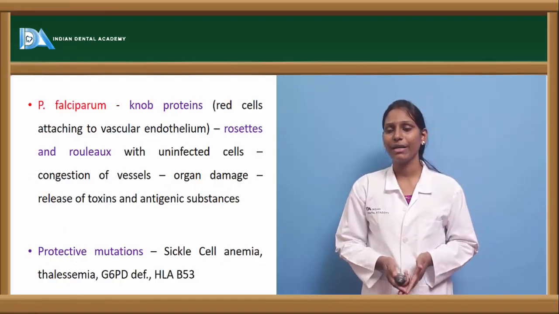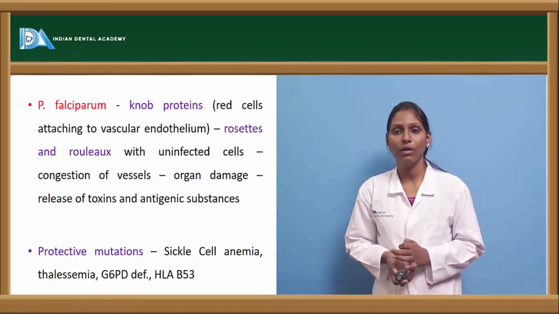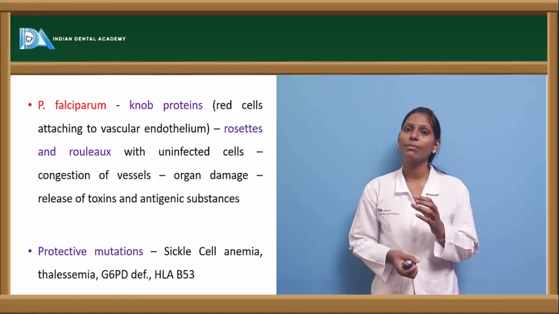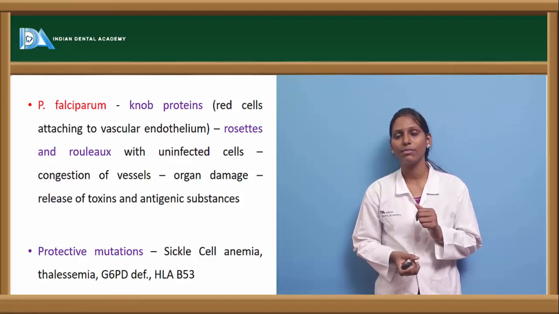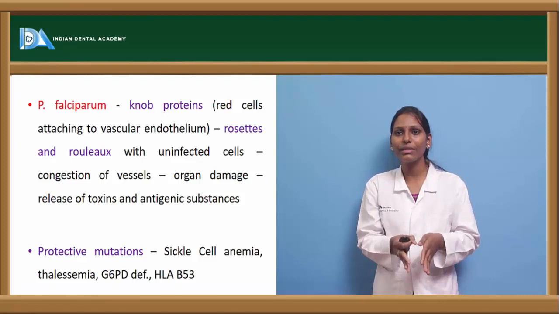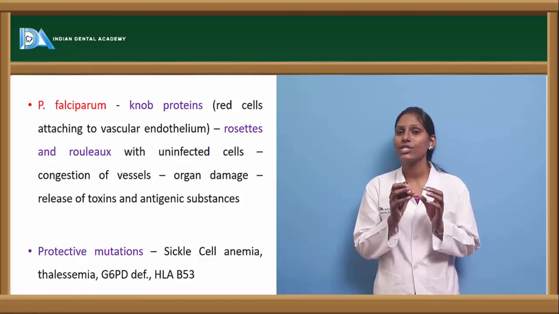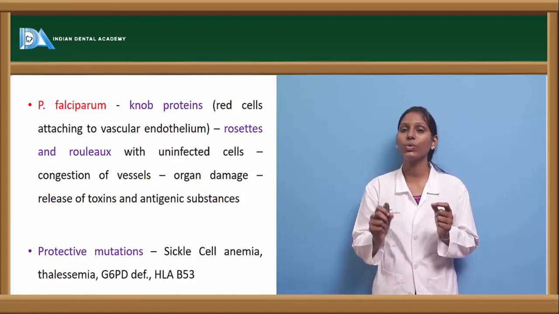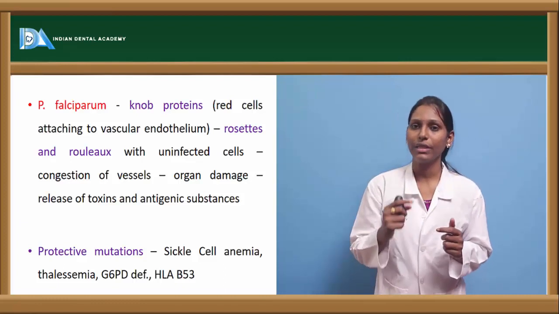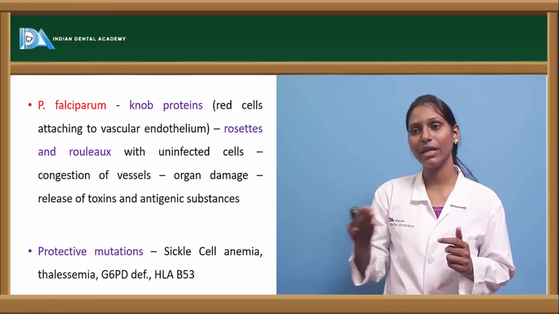Now coming to Plasmodium falciparum, there are certain conditions, such as knob proteins. One important feature is the knob proteins, where the red blood cells infected with Plasmodium falciparum go and attach to the vascular endothelium. Instead of flowing within the lumen of the blood vessel, these infected red blood cells attach to the endothelium. This is due to the knob proteins, and they develop as rosettes with the uninfected cells.